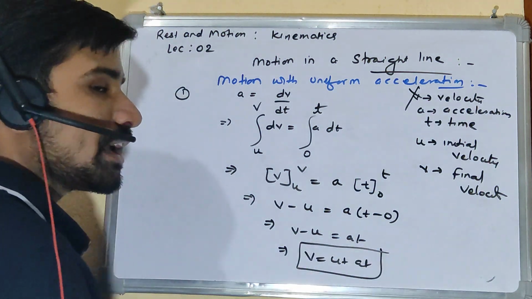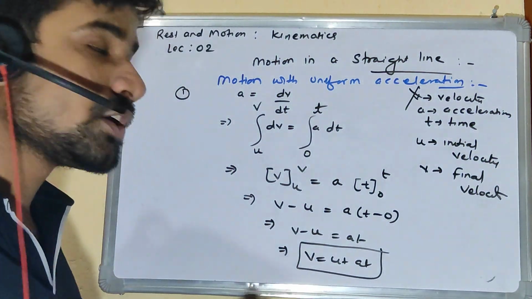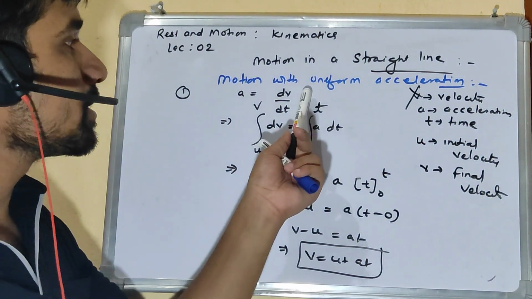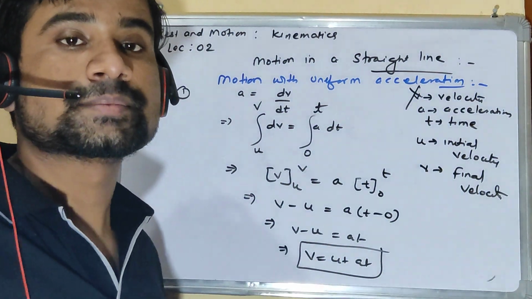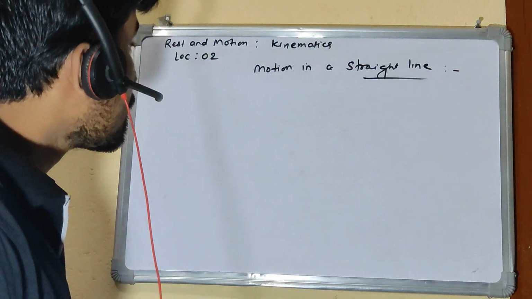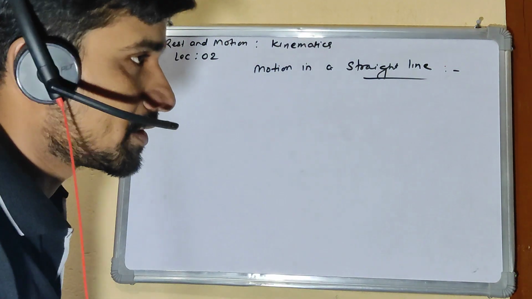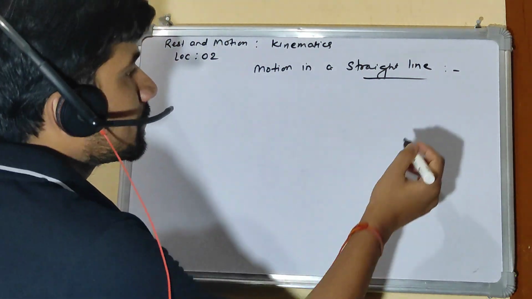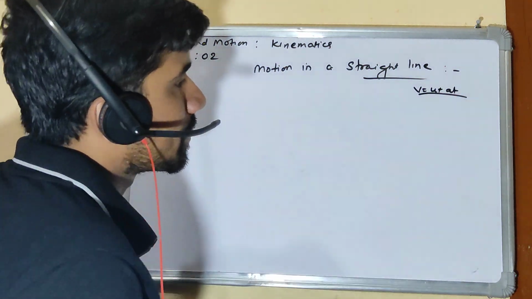So this is how we derive the first equation of motion using calculus method. Just assume that a here is a constant term because we are dealing with a case of uniform acceleration, right? Now let's derive another equation of motion using the same calculus method. So we derived just now that v equal to u plus at. This is what we have in hand, right?